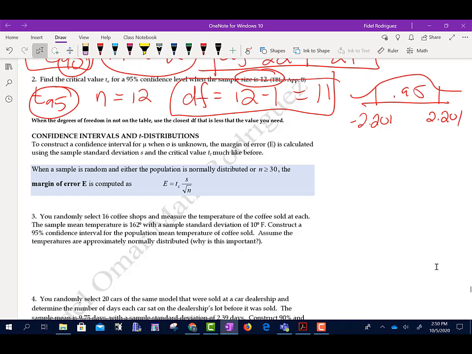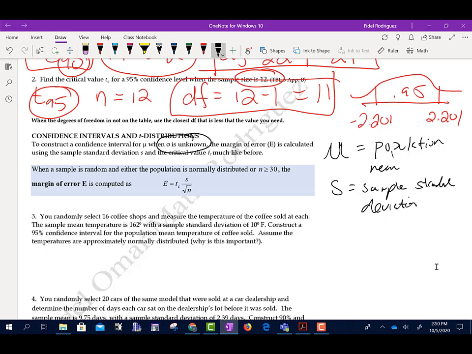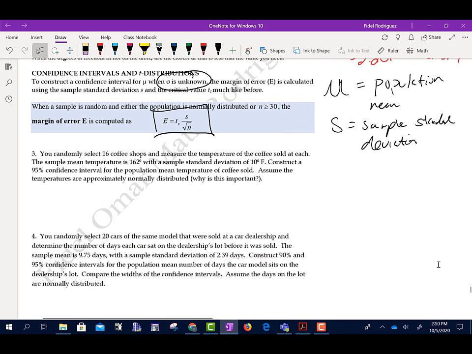Now in the next part, we have something called confidence intervals and t distributions. It says, to construct a confidence interval for the population mean mu, again guys, just a quick reminder, this is my population mean. When I don't know my population standard deviation, the margin of error E is calculated using the sample standard deviation S and the critical value TC. Just another reminder, this is my sample standard deviation. Here is my formula. It says E equals TC times S divided by the square root of N.